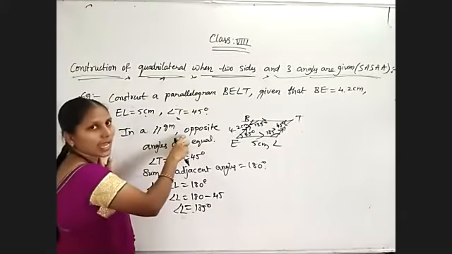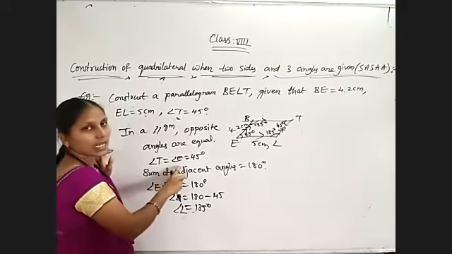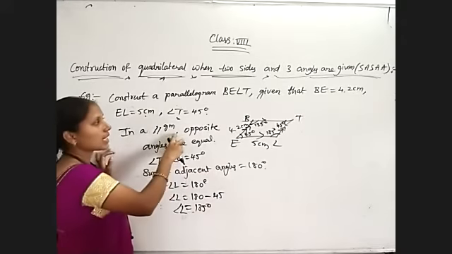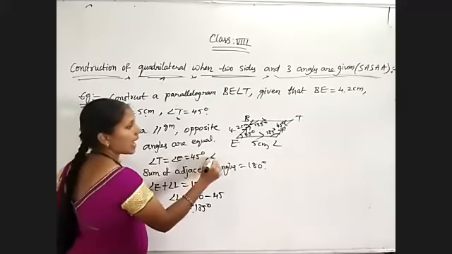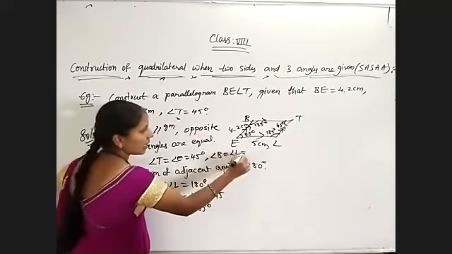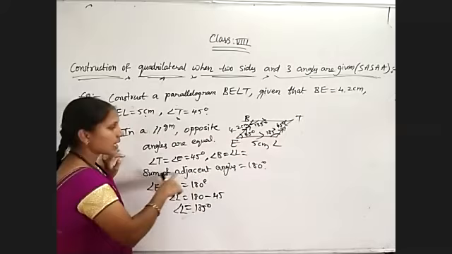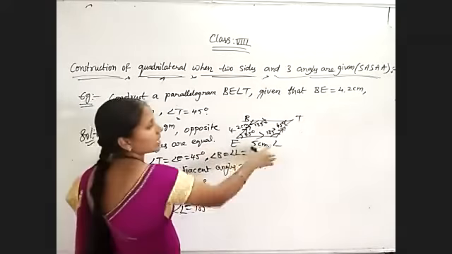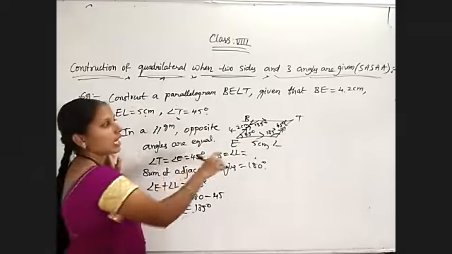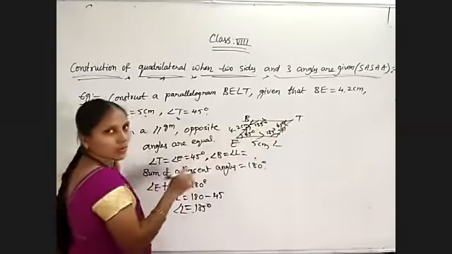That is, opposite angles are equal and the sum of the adjacent angles is equal to 180. So opposite angles, angle T and angle E, will be equal to 45 degrees. Then angle B must be equal to angle L, and how much will it be? Their sum, angle E plus angle L, is equal to 180 degrees. The sum of the adjacent angles is equal to 180 degrees. Otherwise, angle L plus angle T is equal to 180 degrees.